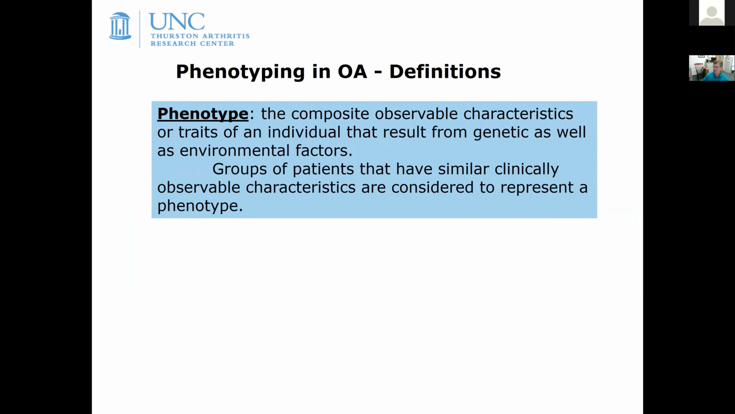So now for some definitions of phenotyping that we should review. A phenotype is considered to be the composite observable characteristics or traits of an individual, and these traits result from both genetic as well as environmental factors. And so groups of patients that have similar observable characteristics are considered to represent a phenotype.